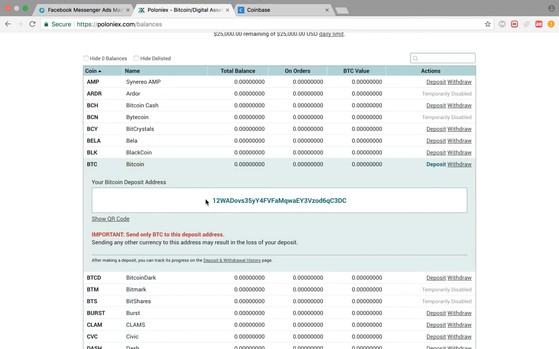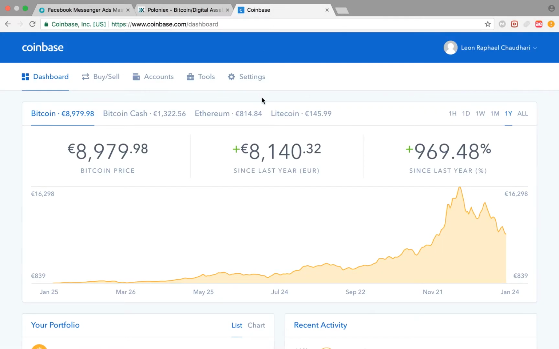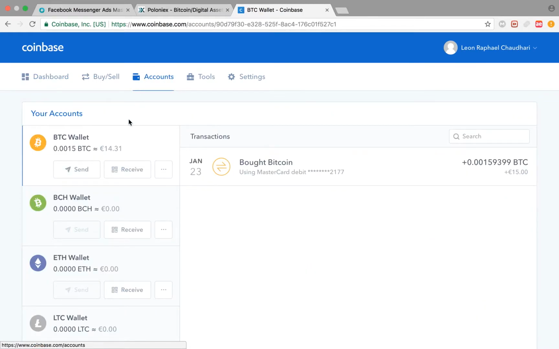First of all, what you want to do is take the Bitcoin deposit address and copy it, and then afterwards go into Coinbase. Now, when you are in Coinbase, click up here on accounts. And when you are in accounts, you have your wallets over here. For instance, we got the BTC, the Bitcoin wallet.